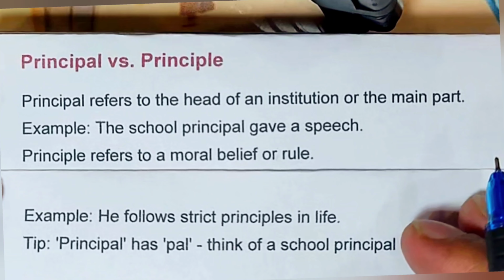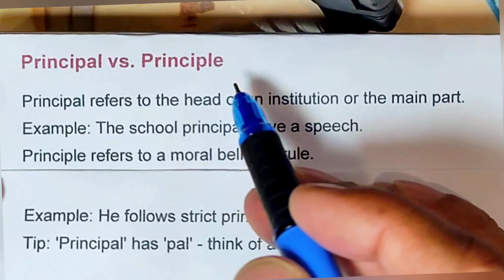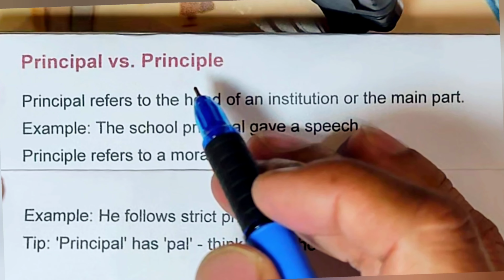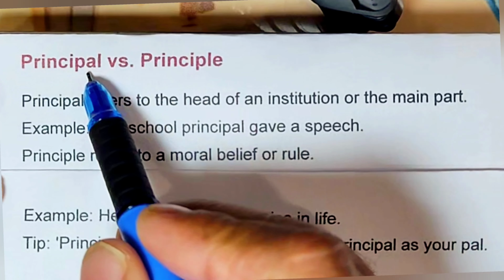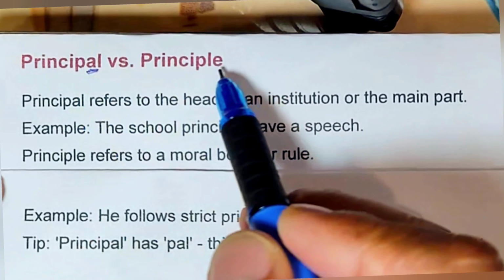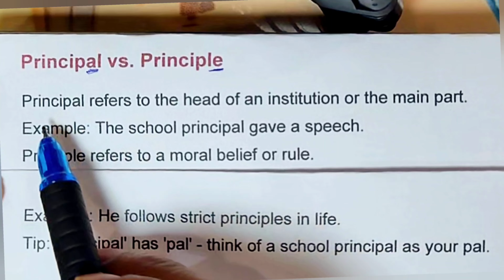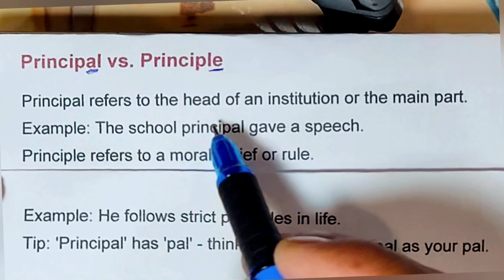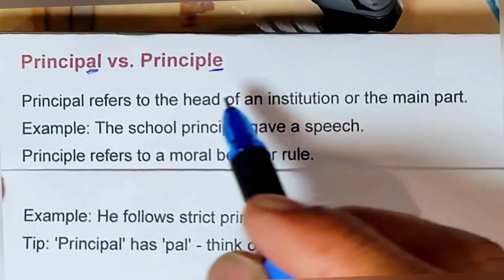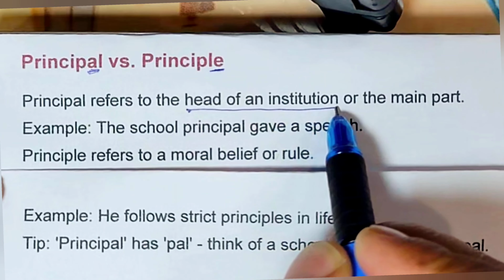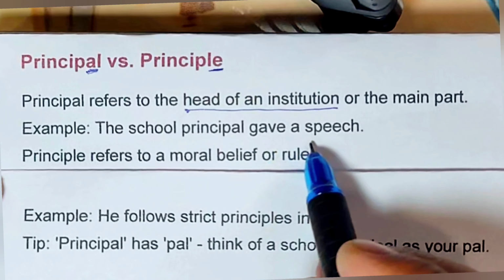And the next pair of words we have here is principal versus principle. Their pronunciation is similar and they look similar as well. There is only a minor difference. Here is A and here is E at the back. So principal refers to the head of an institution or the main part, the head of the school. Example here: the school principal gave a speech.